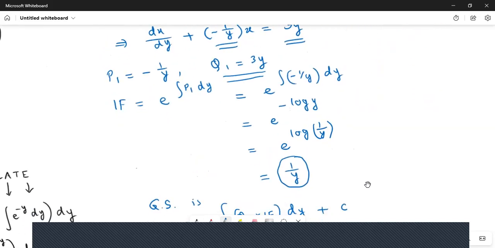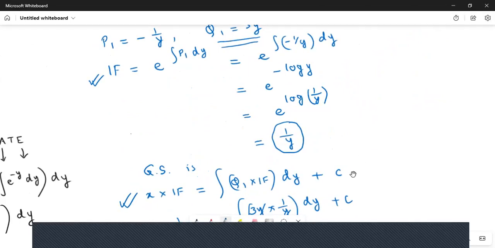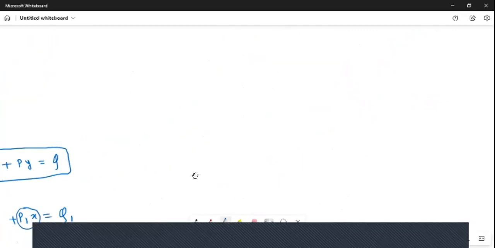Only you have to remember the form of the general solution. This form, if you remember, and if you can calculate the IF, then you are done. Okay, so let's go ahead with another problem now.